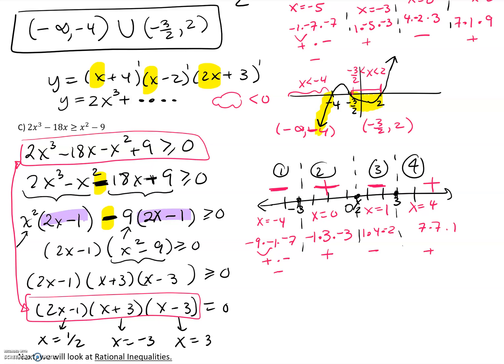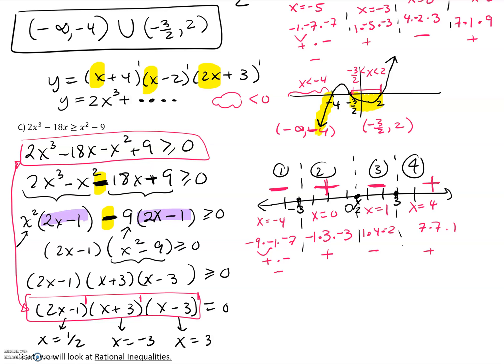And also, I could have known that these were going to be alternating because the multiplicity of each one of these factors is an odd number. Whenever the multiplicity is an odd number, your signs will alternate on both sides of that critical number. If any multiplicity is even, then on both sides you will have the same sign, either positive or negative.